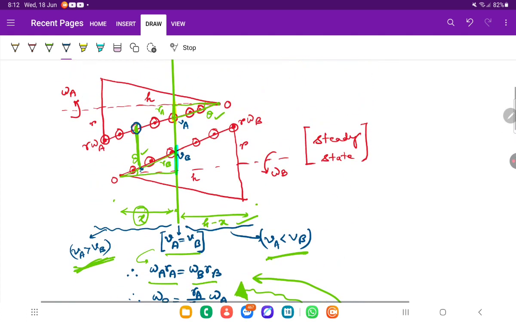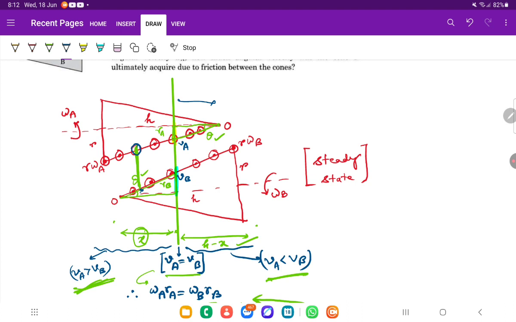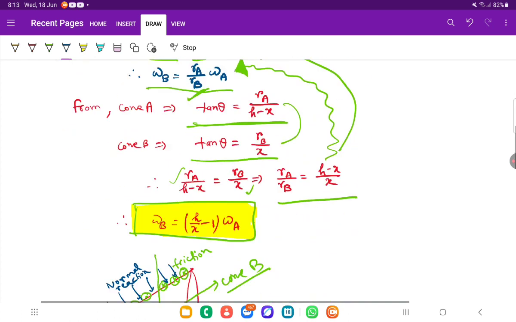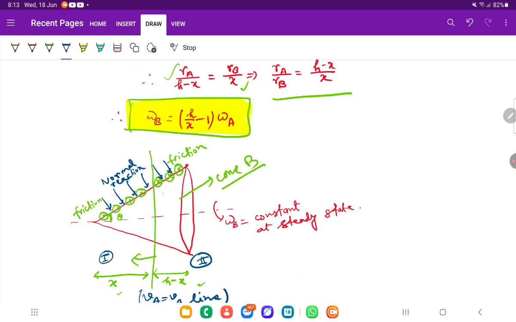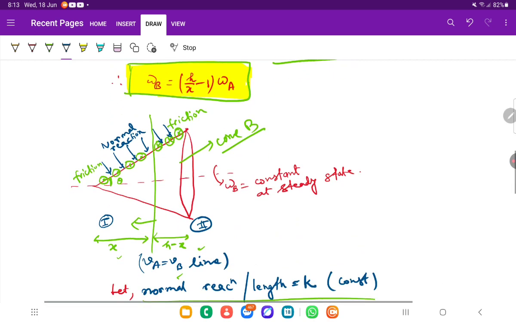And with similar logic, on the right hand side of this line, VA is less than VB. So you just sit on the frame of A and observe the direction of motion of B, and write the direction of friction acting on B opposite to that. You'll get that the direction of friction will be inward in the plane.